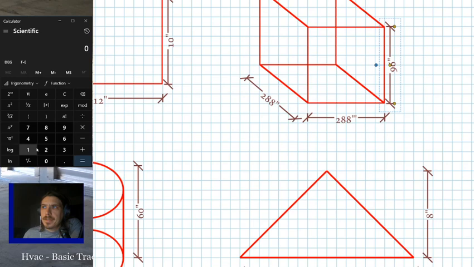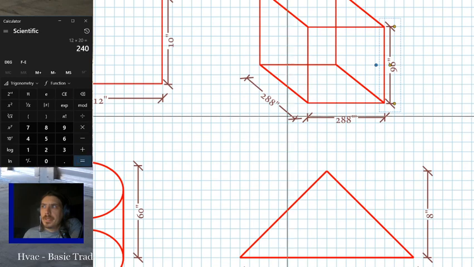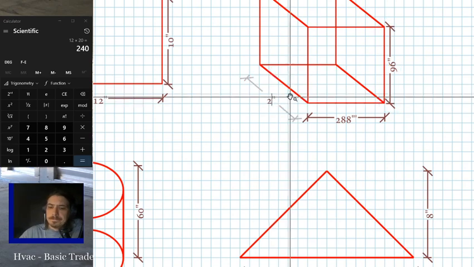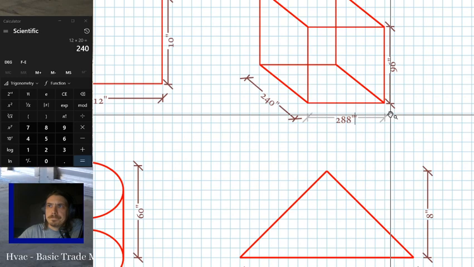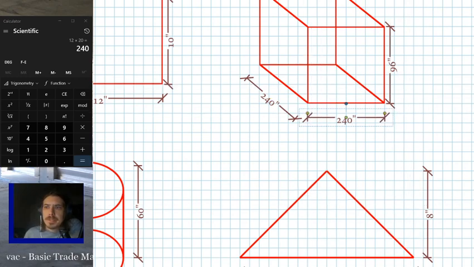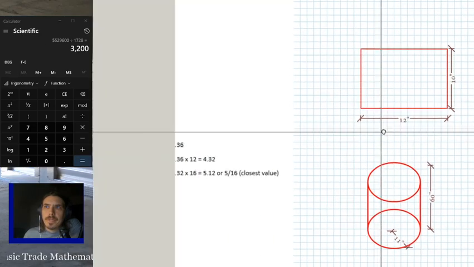Wait, did I mess that up? I think that messed that up, right? So 12 times 20 would not be 288. That'd be 240. Let's fix that. 240 by 240 by 96. Make sure I didn't mess up the other measurement. Nope. So 240 by 240 by 96. 5,529,600 cubic inches. Divide that by 1728. And we'll be back to our 3,200 cubic feet of room.